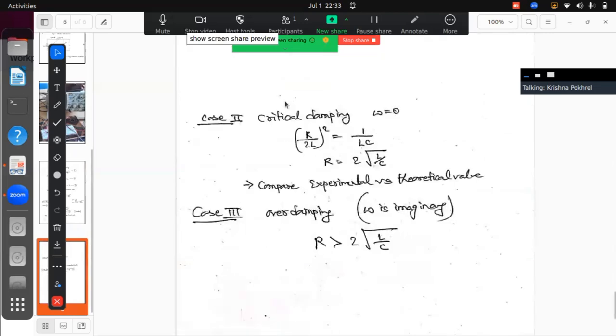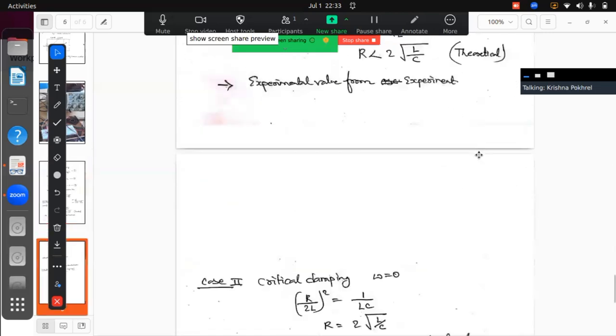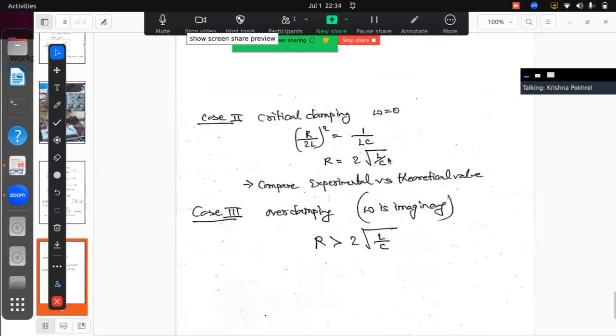Now similarly, for the critical damping condition, the omega value will be equal to 0. Omega means this. If you keep this value equal to 0, you will get this condition. L is the measure of the inductor, C is the measure of the capacitor. Find the value of R. Around the value of R that you have calculated here, you will get critical damping. Compare the experimental versus theoretical value. This is the theoretical value, and you change the resistance and get your value of critical damping.